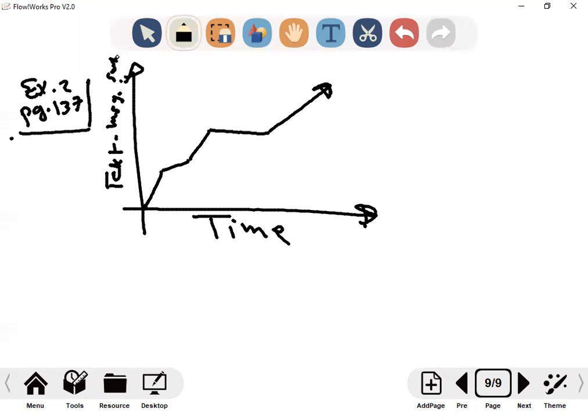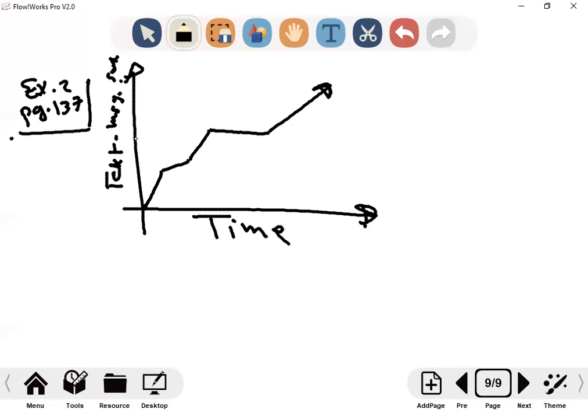So let's read the question together. The graph represents the number of text messages sent by Noura throughout the day, and the time of the day. What are the number of messages? Okay.